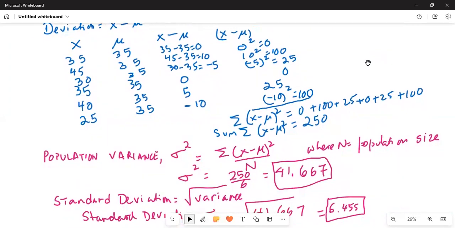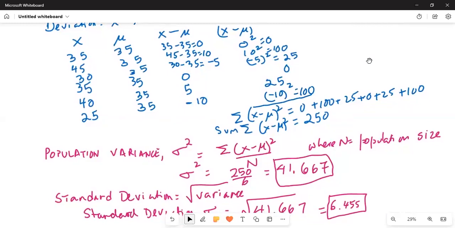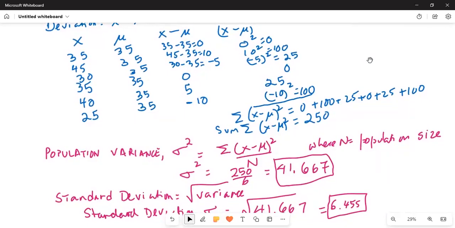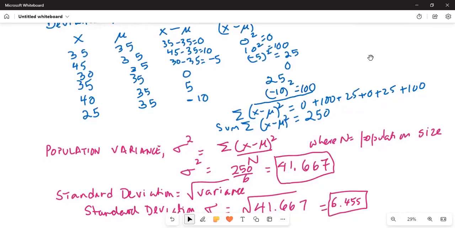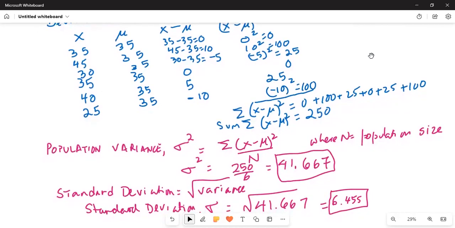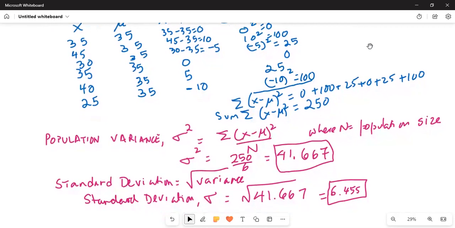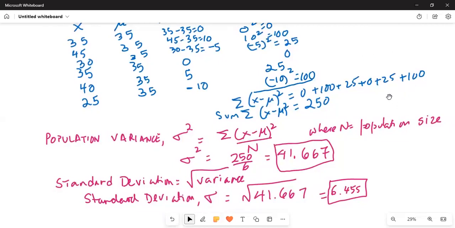So population variance is given by the sum of the squares of the deviation divided by n. So it's an average of the squares of the deviation, which is 41.667. Then in order to find the standard deviation, we have to take the square root of the variance, or square root of 41.667. 6.455 is the standard deviation. What does it mean? It means on the average, a number in this data set deviates from the mean by 6.455. Now let's check our work.